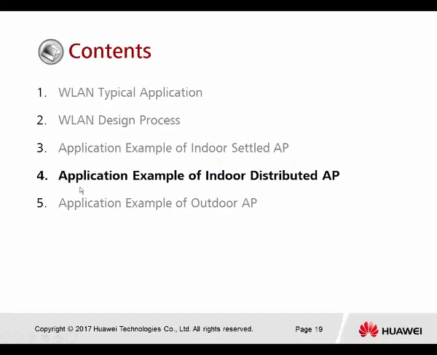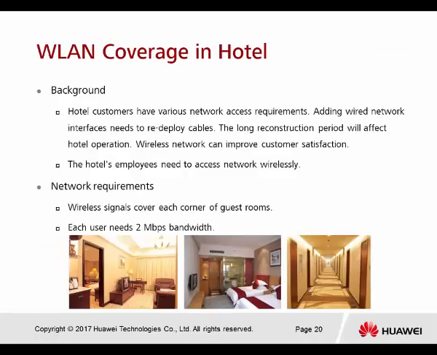Number 4, application example of indoor distributed AP. Then the background here: hotel customers have various network access requirements. Adding the wire network interface needs to redeploy cable. The long reconstruction period will affect the hotel operation. Wireless network can improve customer certification. So the hotel and employees need to access the network wirelessly. Now no longer have people using the LAN cable to access the network, especially in the hotel. And the requirement here: the wireless signal covers each corner of the guest room, and every user requires 2 megabit per second bandwidth. Okay, of course this one will depend on the hotel. Some hotels might not give 2 meg.